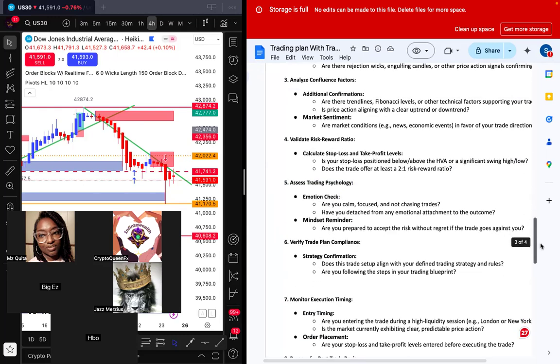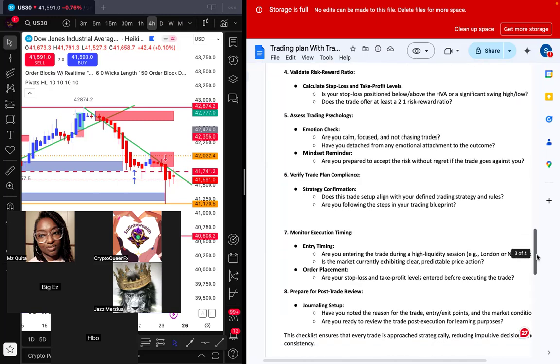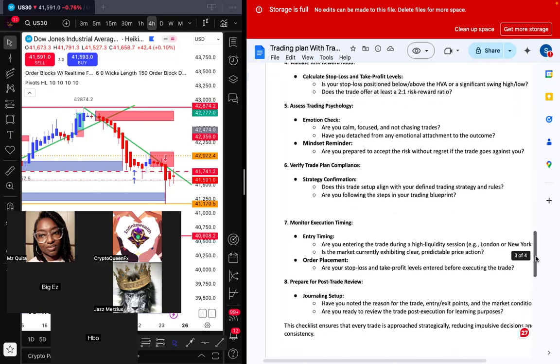These are the things you're checking before you enter the trade. Emotion check. Are you calm? Are you focused? And are you not chasing the trade? This should always be in check before entering the trade. You should always be calm, focused, and grounded before entering the trade.